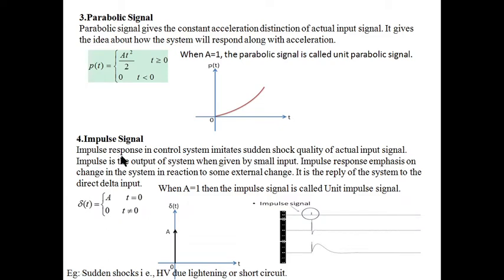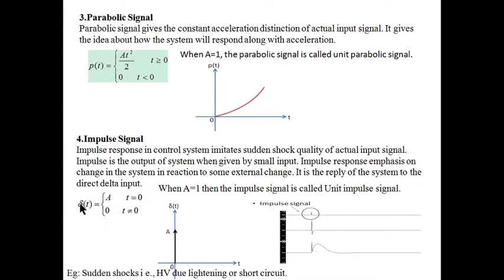Then the impulse signal. Impulse response in a control system imitates the sudden shock quality of actual input signal. Impulse is the output of the system when given a small input. Impulse response emphasizes the change in the system in reaction to some external change. It is the reply of a system to the direct data input.